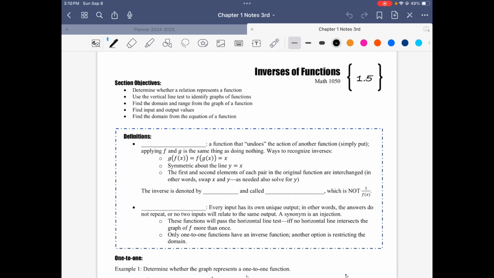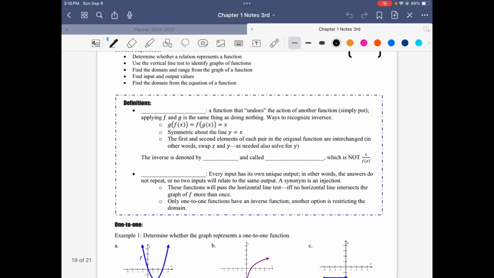1.5, inverses of functions. There are definitions here that you do need to know. An inverse is a function that undoes the action of another function. Simply put, applying f and g is the same thing as doing nothing.